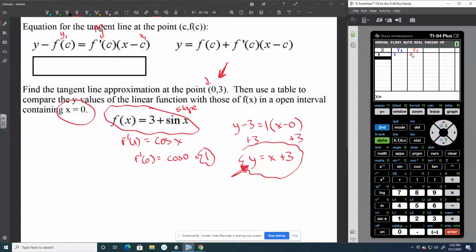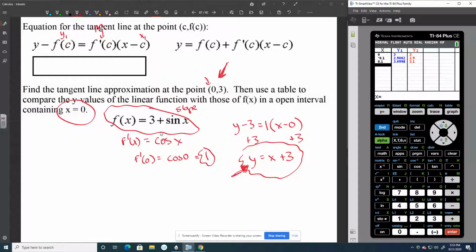We wanted to approximate what happens around 0 when I use this tangent line to get that approximation. So if I look at a little bit smaller than 0, like negative 0.1, and hit enter, my answers are still pretty close together. And same if I look at 0.1. If I look at a little bit bigger than 0, my answers are still pretty close to each other.